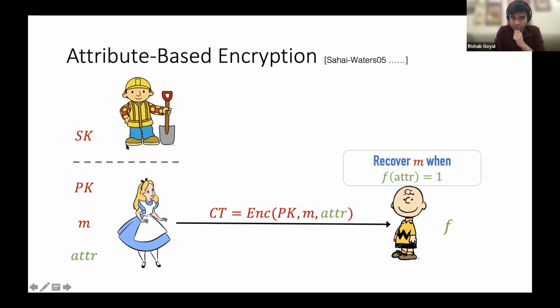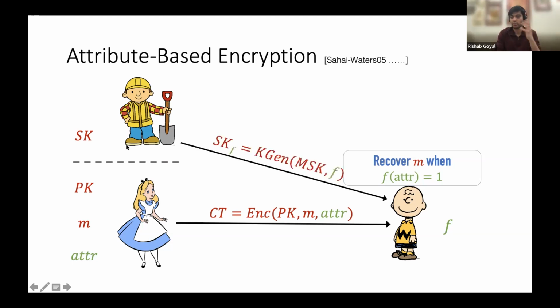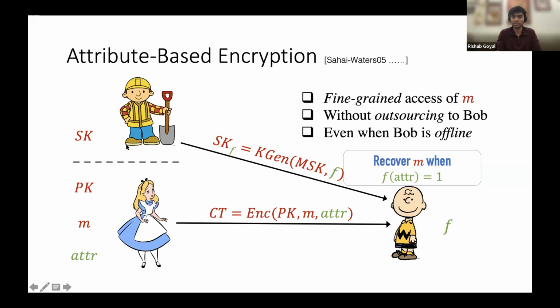But this is not very efficient because you have to perform interaction. Attribute-based encryption allows a non-interactive and a very efficient way of solving this problem, in which you can come up with some partial secret keys called predicate secret keys for a function f, such that given this predicate secret key, you can perform decryption on its own. So the advantage of attribute-based encryption is that it allows this fine-grained access over encrypted data. You can choose when to release encrypted data, and it solves this problem without outsourcing, and even when Bob is offline, Charlie can perform this decryption.